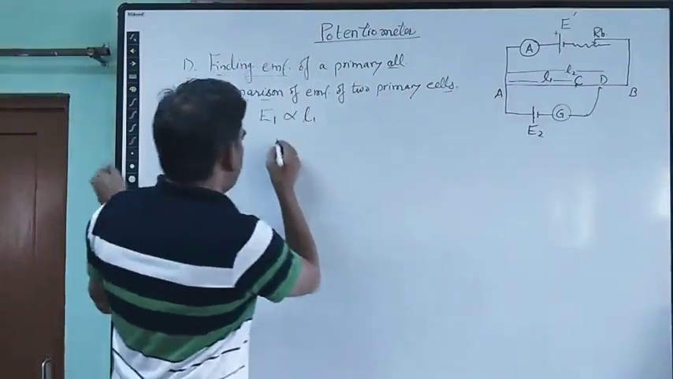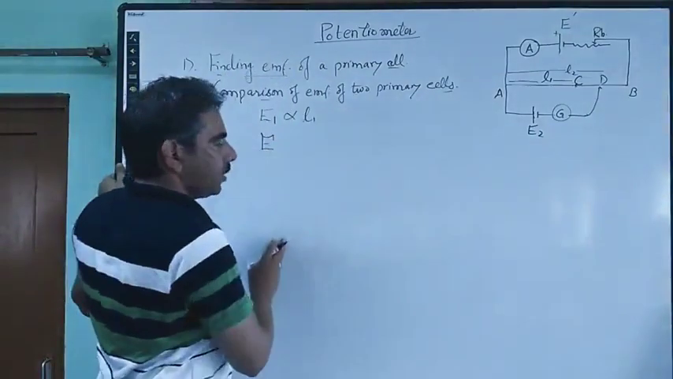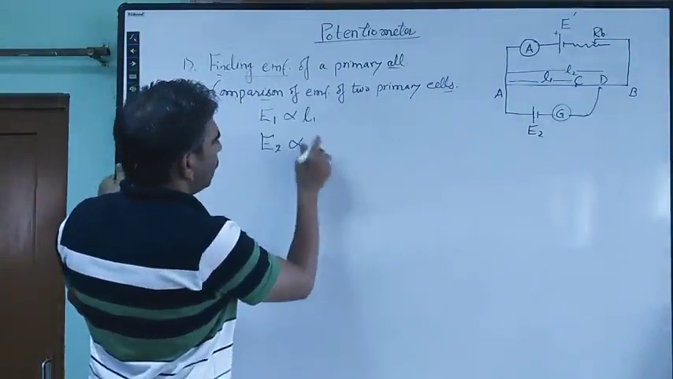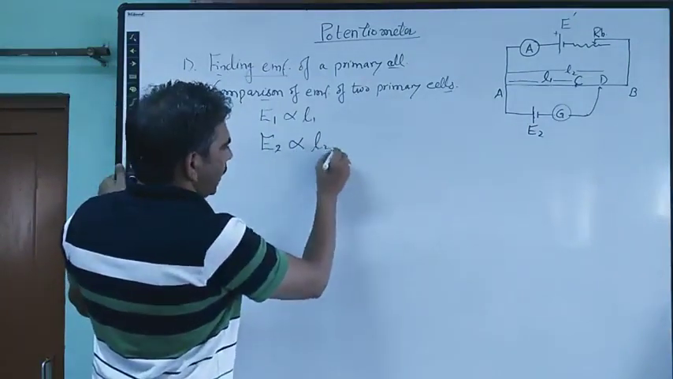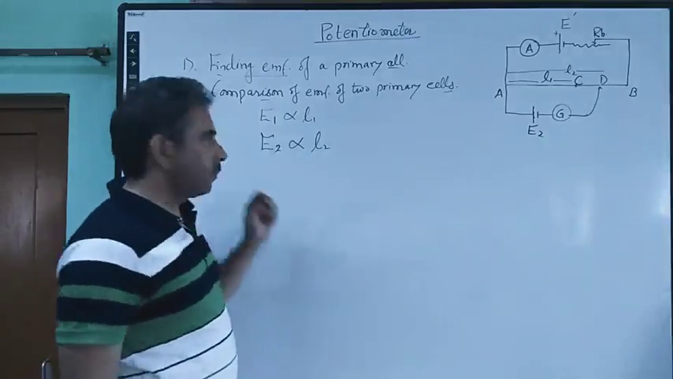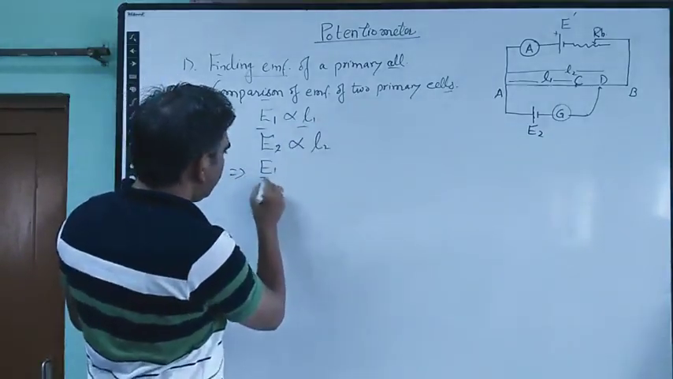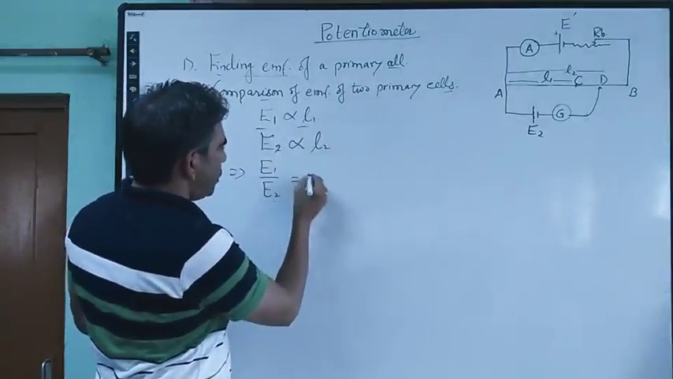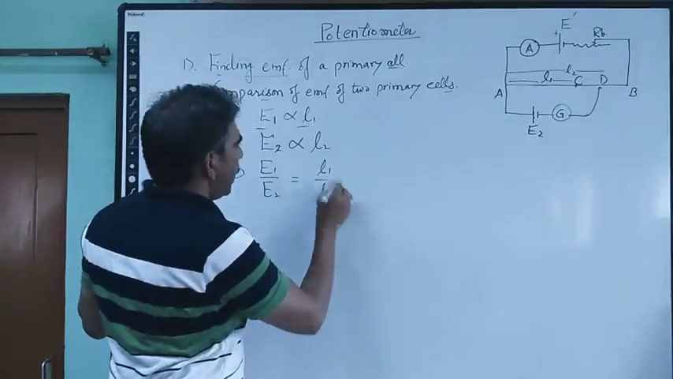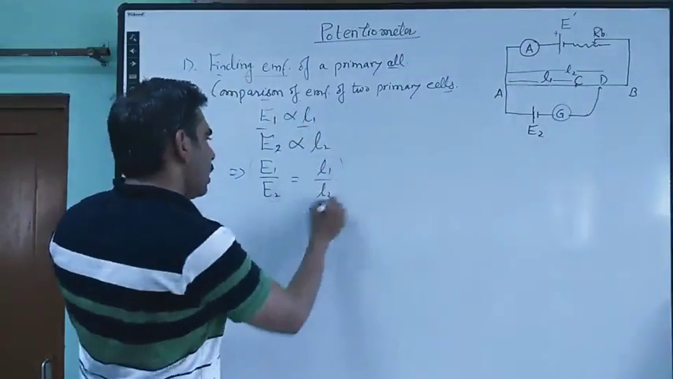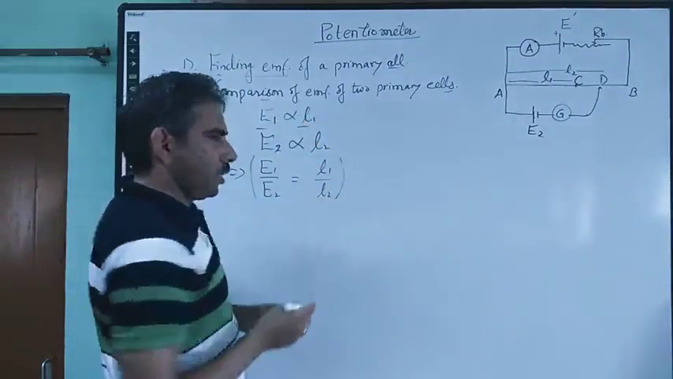So from the same principle of the potentiometer, E2, the EMF of the second cell, is directly proportional to the length of that portion, L2. We divide these two equations, so we get E1 upon E2 equal to L1 upon L2. Anything which is a constant of proportionality here will cancel out. So this is how we compare the two terms.